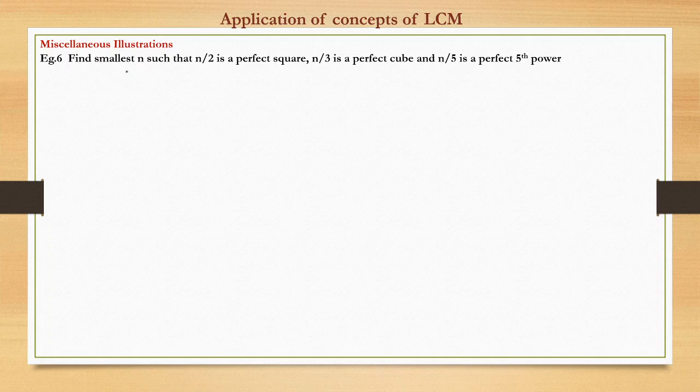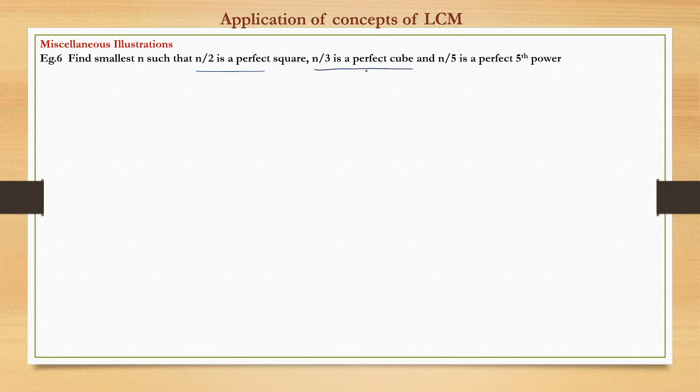So the question is, find the smallest number n such that n by 2 is a perfect square, n by 3 is a perfect cube, and n by 5 is a perfect fifth power. So n by 2 is a perfect square. This means n must be a multiple of 2. That is why then only it's divisible by 2.